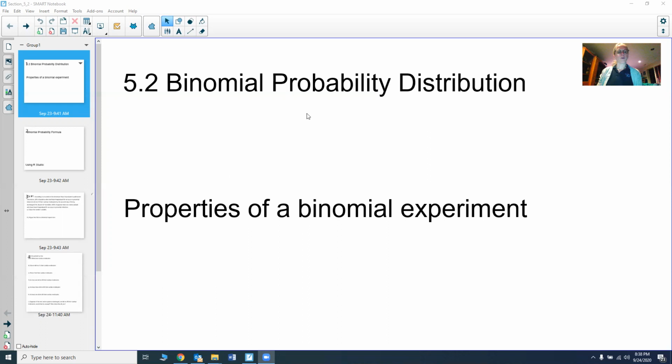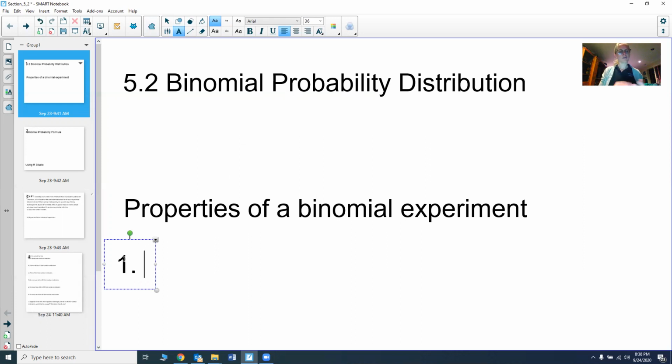And so this probability distribution, the binomial, comes about because you have a binomial experiment. So what you need to do is decide, do you actually have the properties of a binomial experiment? So let's talk about what those properties are, because you have to make sure these properties are met before you can decide you can use the calculations to get the probabilities.